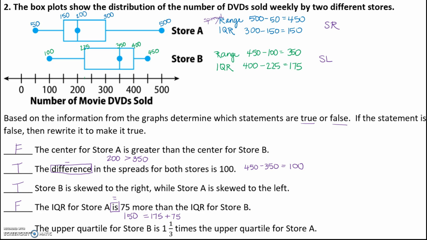And we can change it, right, by saying, let's see, so 175 to 150, we can say the interquartile range for store A is 25 less than the interquartile range for store B. That would work.